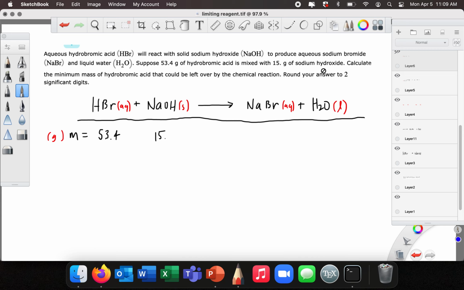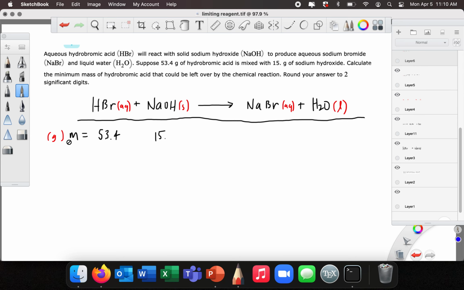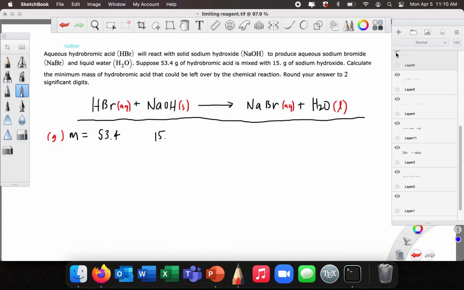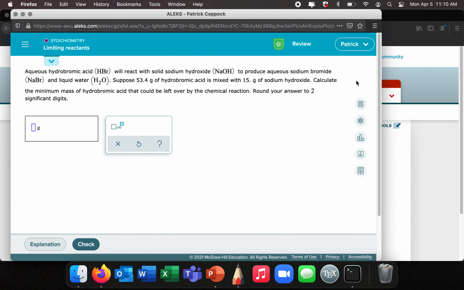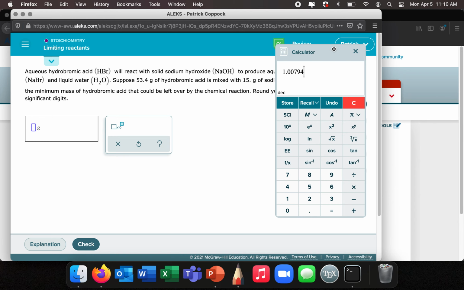And before I really even understand what the rest of the question is asking, I'm going to say, you know what? If I'm given the mass, I'm always going with moles. So let's go ahead and calculate the moles, right? And we know how to do that: we're going to put the molecular weights here. And I'll show you, let's calculate the molecular weights with our calculator.